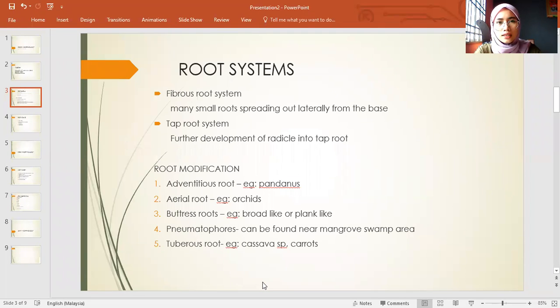Okay, these are pneumatophorous roots, at a mangrove area. The next one is tuberous root. We can find it in cassava species and also carrots.